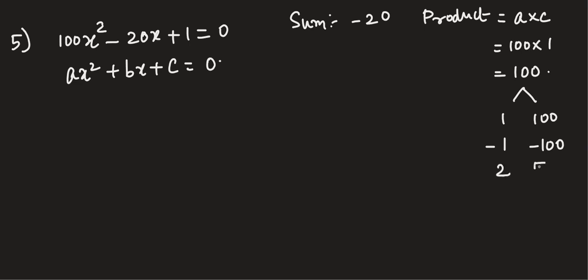2 into 50, right? So 2 fifties are 100. When I add, am I getting 50? No. If I change the sign also, am I getting? Minus 2 plus minus 2, no. It will become minus 52. No. 3 table, obviously, we cannot divide 100.